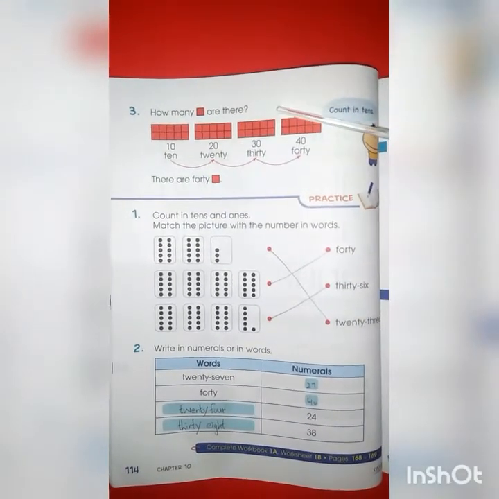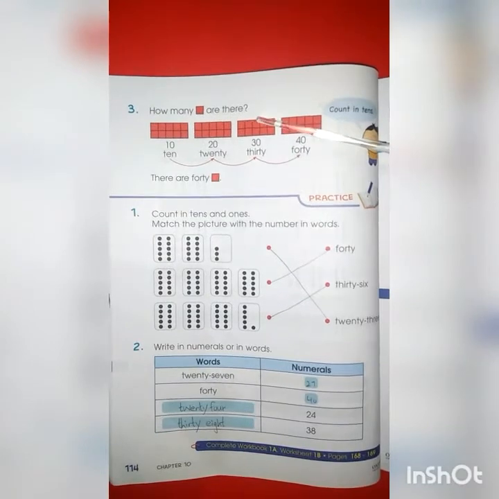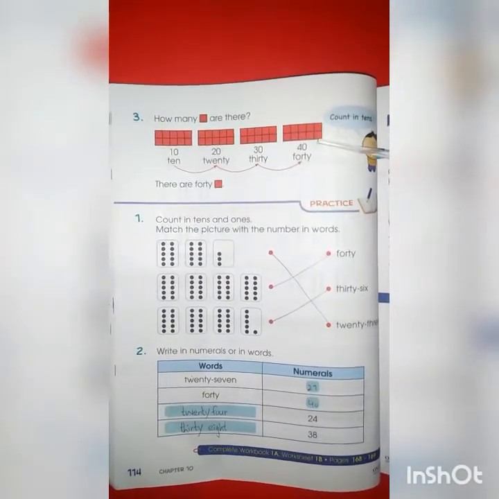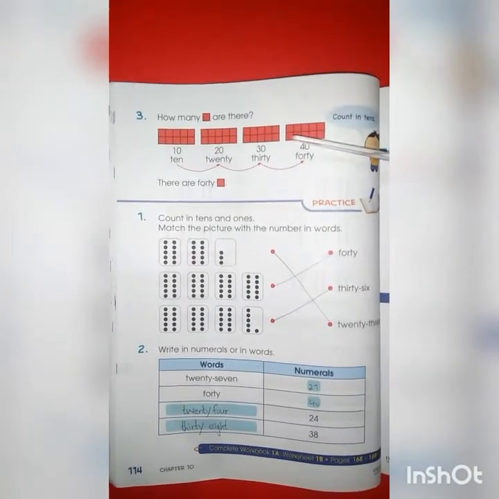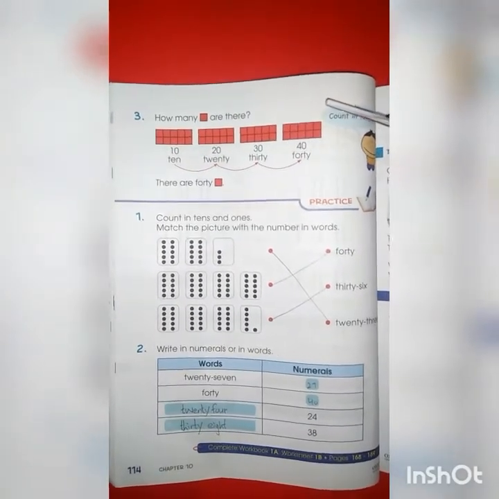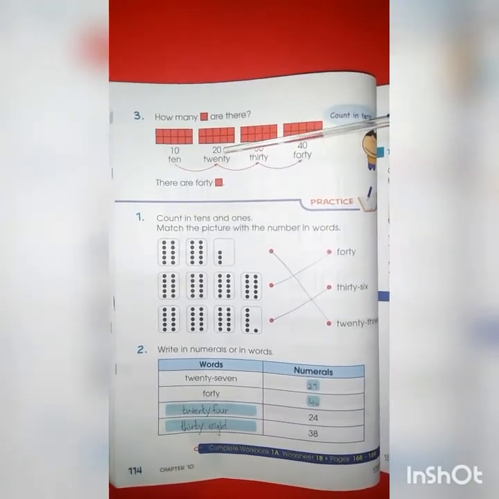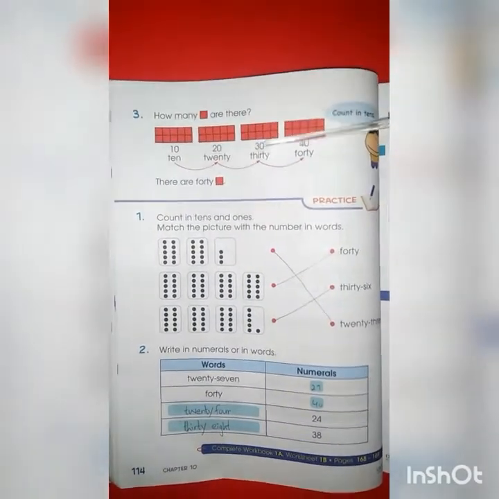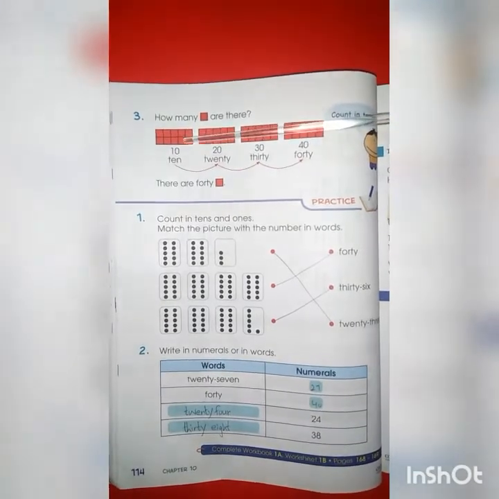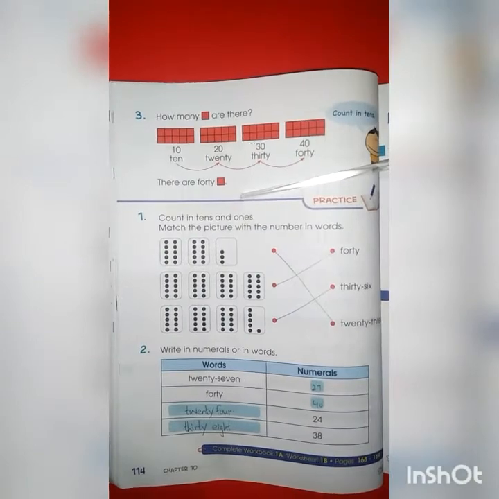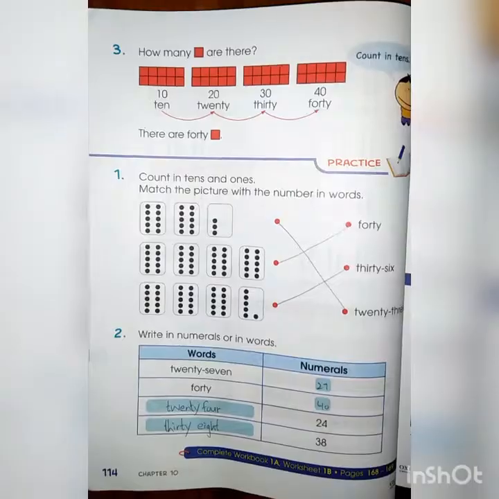Number 3. How many blocks are there? As we can see here, there are 4 boxes, and in each box there are 10 cubes. Then we will count them all together. 10 plus 10, 20, plus 10, 30, plus 10, 40. 10, 20, 30, 40. There are 40 cubes altogether.